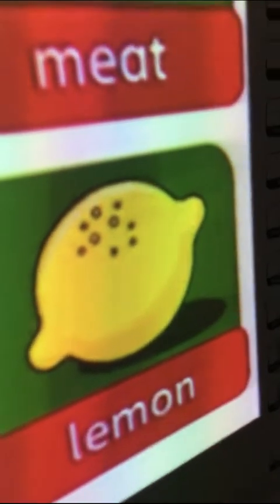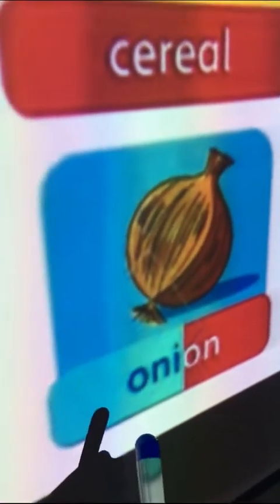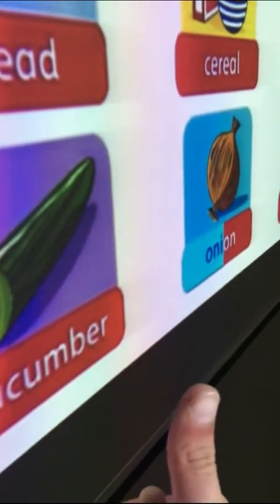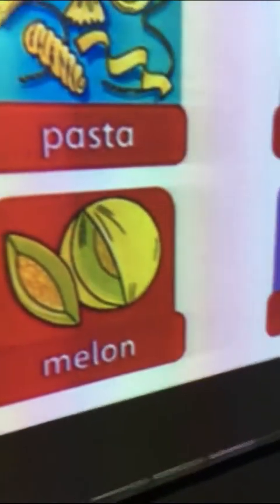Here, lemon. I can count lemon like one lemon, two lemons, three lemons. An onion. Cucumber. I like cucumber. Some people may say cucumber without pronouncing R at the end of the word. This is called British English, not American English. So if you say cucumber, it's okay. If you say cucumber, it's okay too. Melon. Now let's see the video together and listen to the vocabulary.